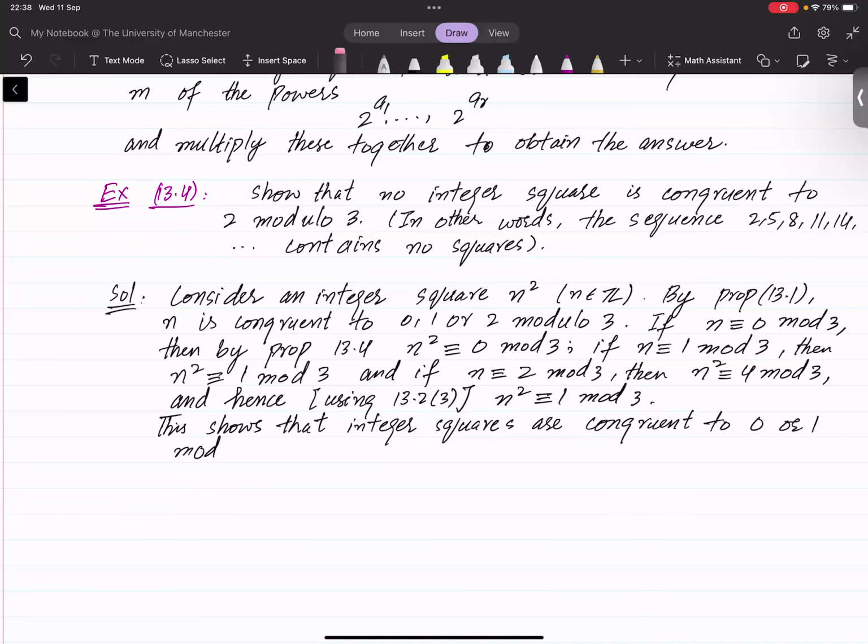So n square is congruent to 1 or 9 modulo 4. Hence, n square is congruent to 1 modulo 4, because 9 can be reduced to 1 modulo 4. Okay.